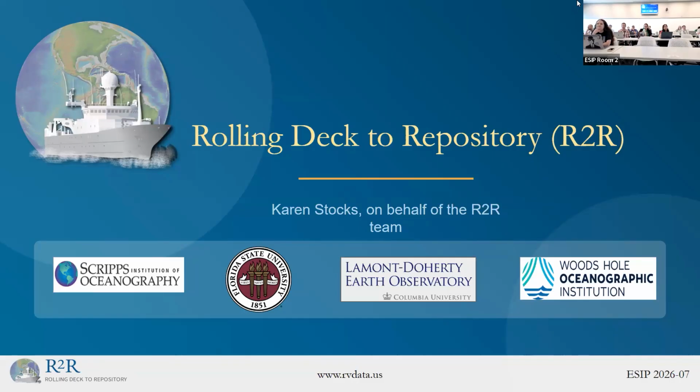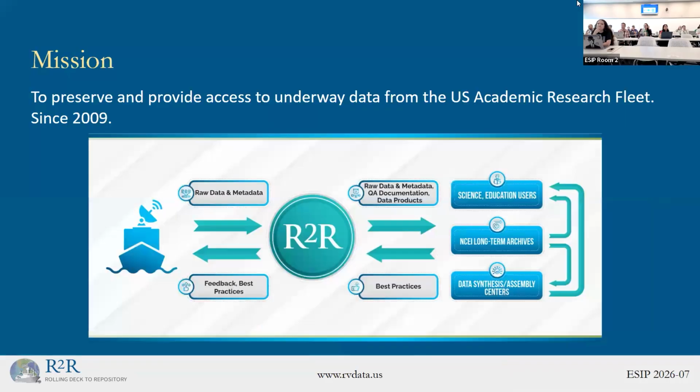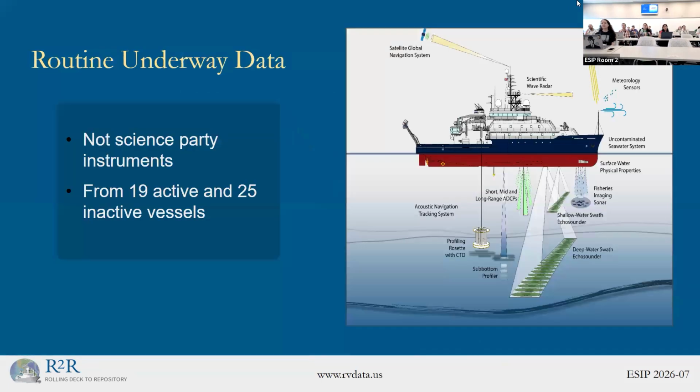So Rolling Deck to Repository is R2R, and R2R takes what we call the routine underway data from the academic research fleet. So it's the whole set of UNOLS vessels. We get that data distribution directly from the operators. We've been doing this since 2009.